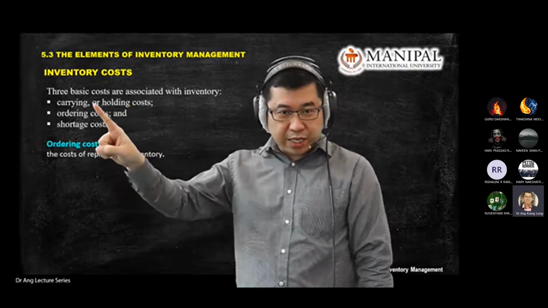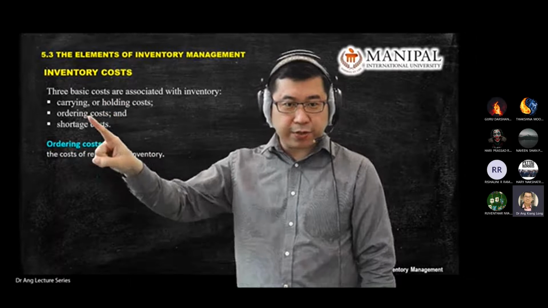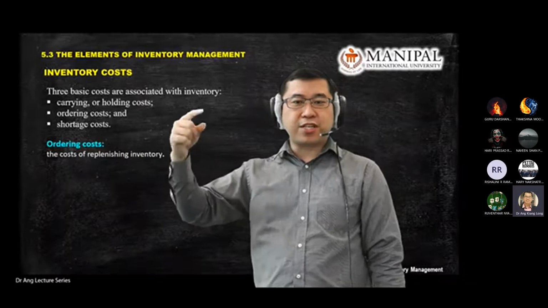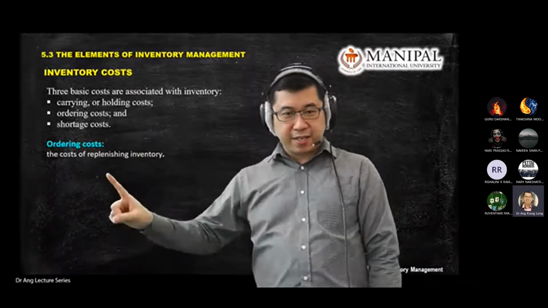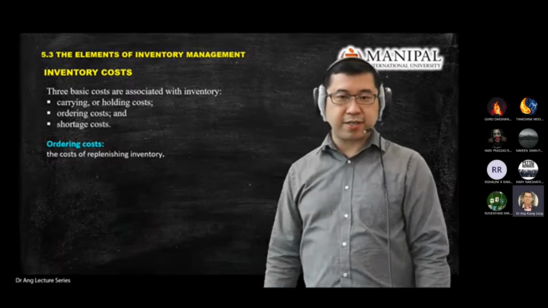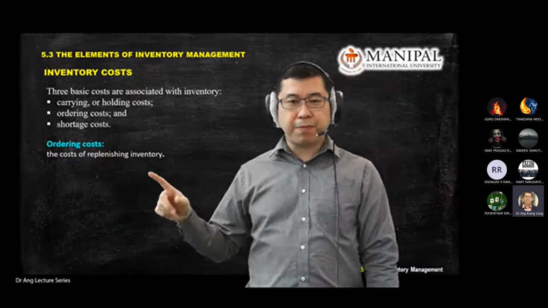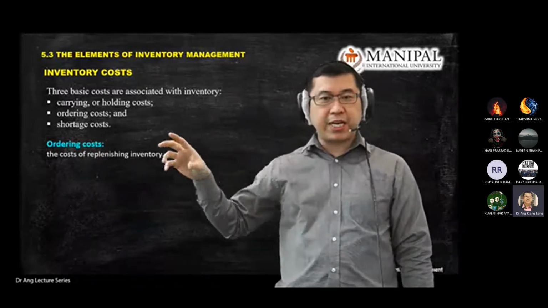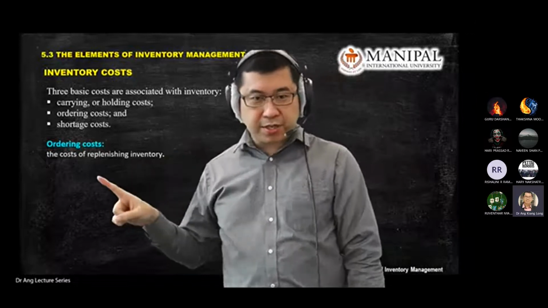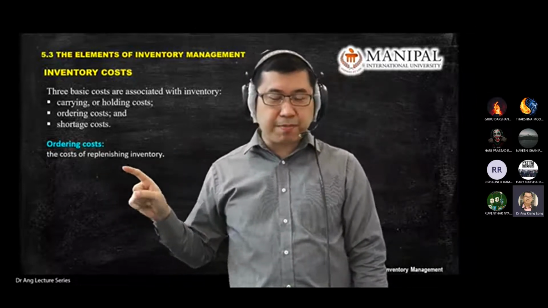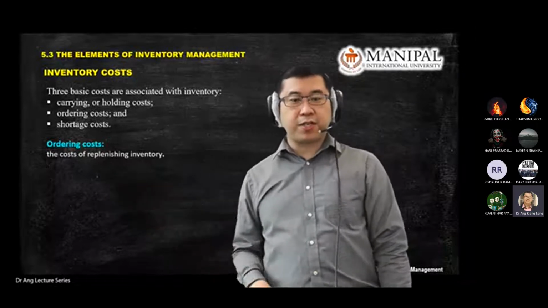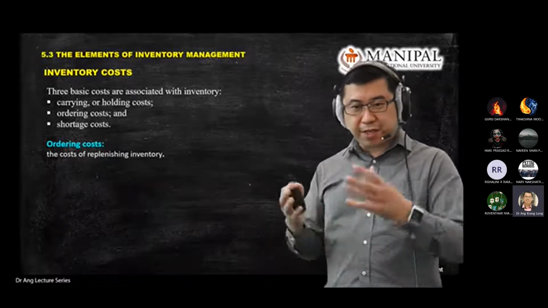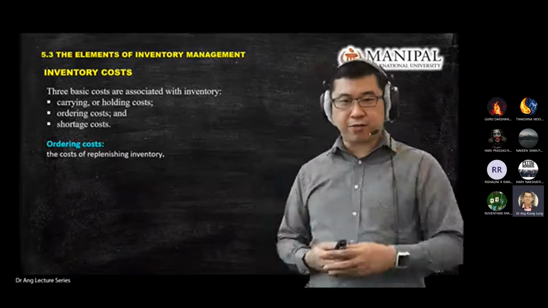So we already explained carrying or holding cost. Now we go into ordering cost. Ordering cost is the cost that you need to fill up or charge up your inventory. In other words, it's called replenishing, right? Marketing people or management people use replenishing. But if English is not your mother language, this might be a new word for you. Replenishing means filling up the gap of the space in your storehouse inventory.